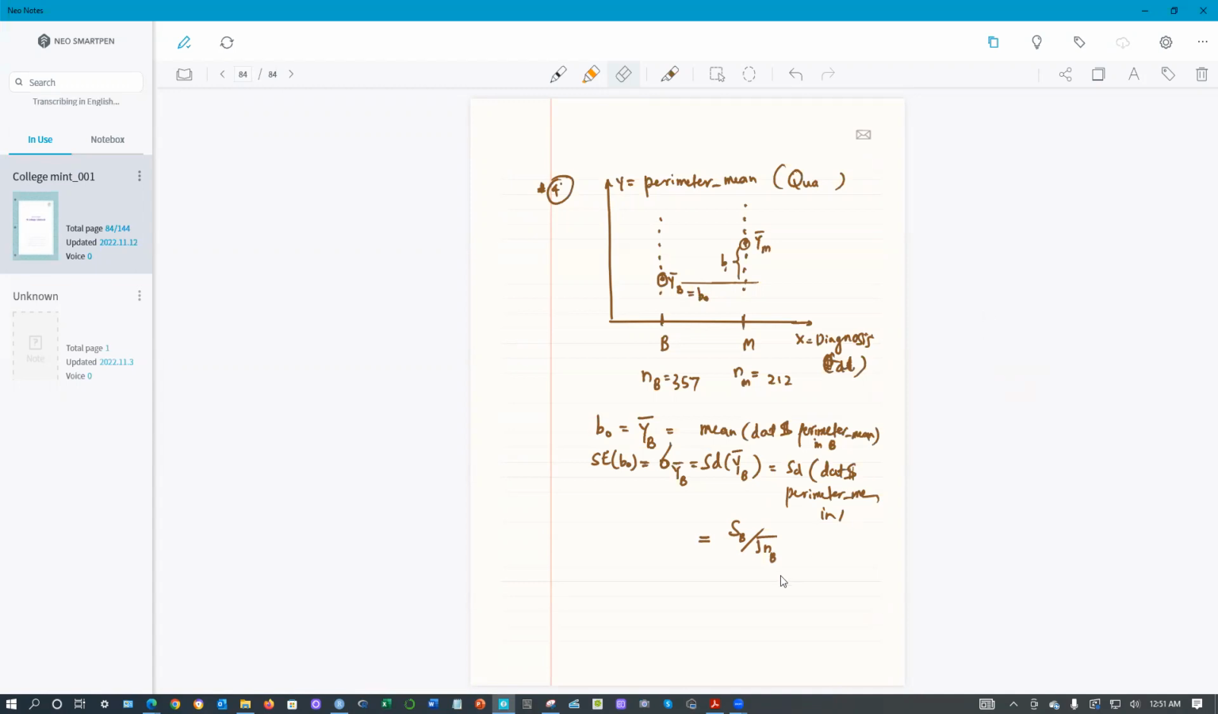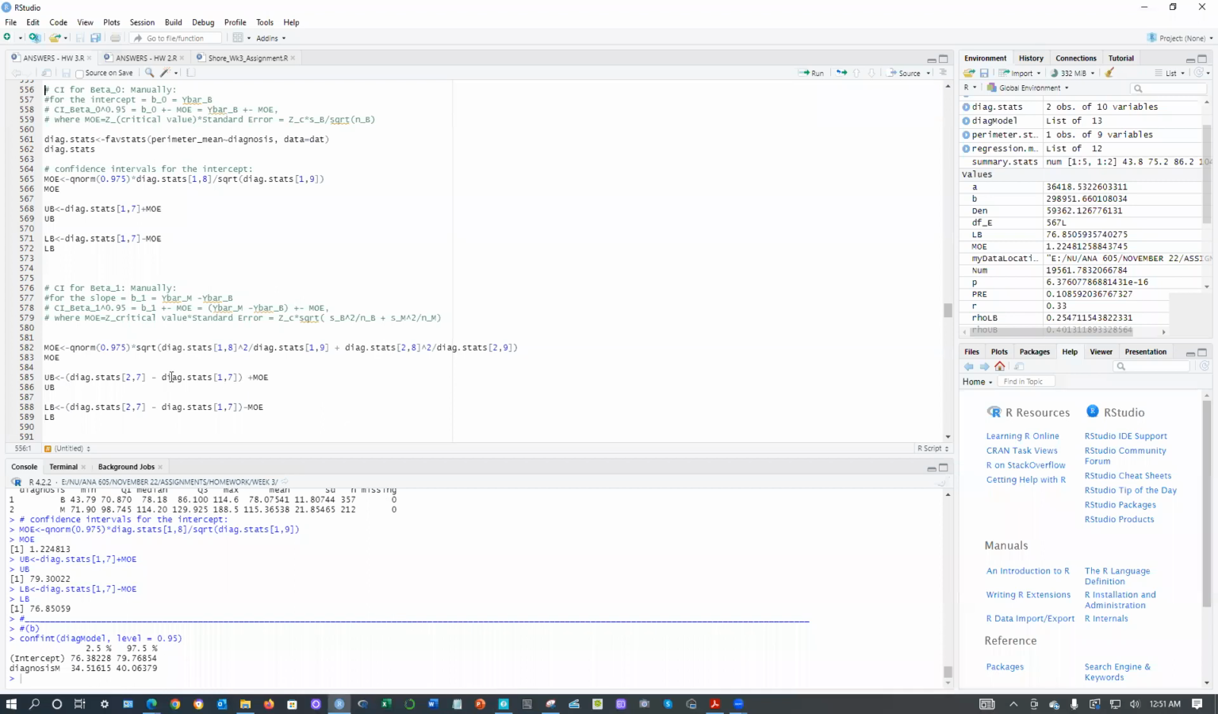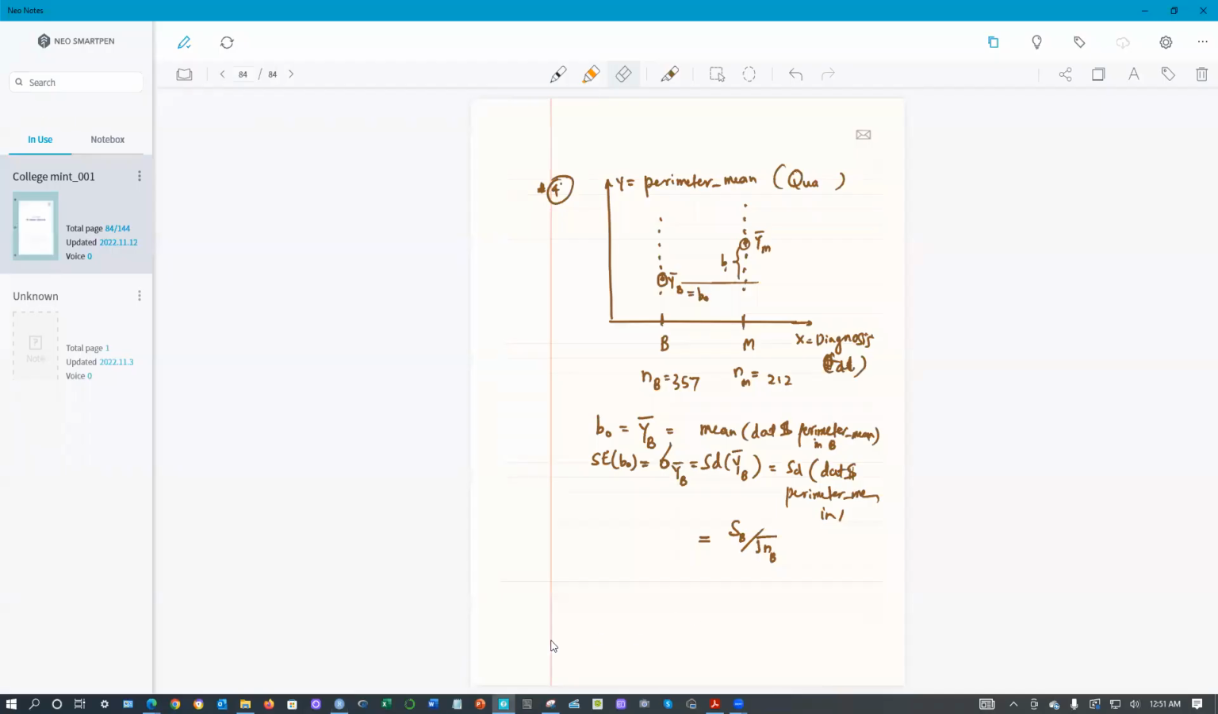So the other one, B1, see? B1, the malignant one minus the benign one, see? This one. And the margin of error for that group, see? Margin of error, easily you can write critical value times standard error of B0. Okay? Yes, see. Critical value of that one, standard error of B naught, which is SB over square root of that one.